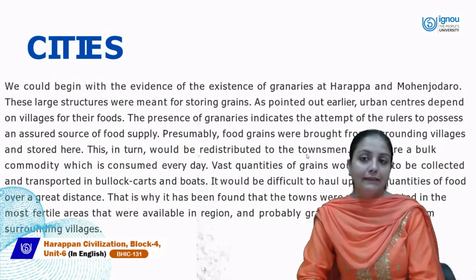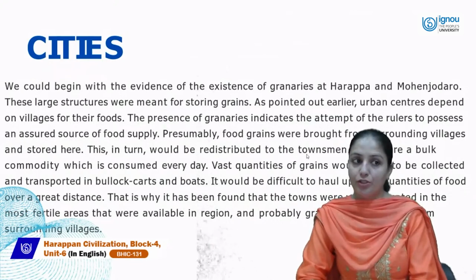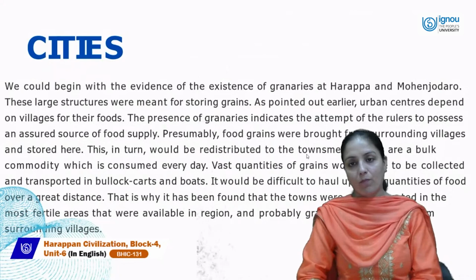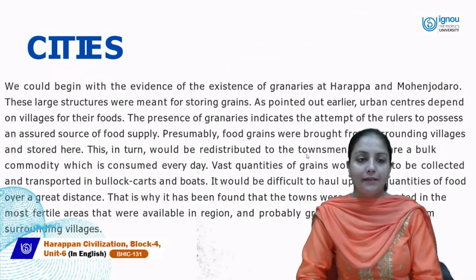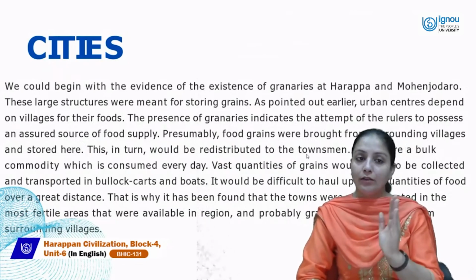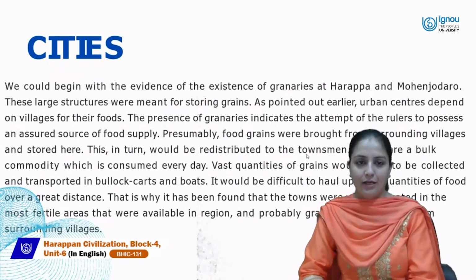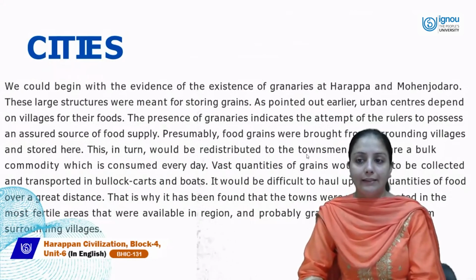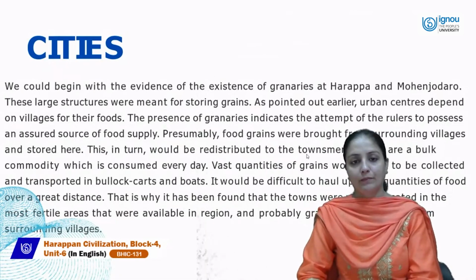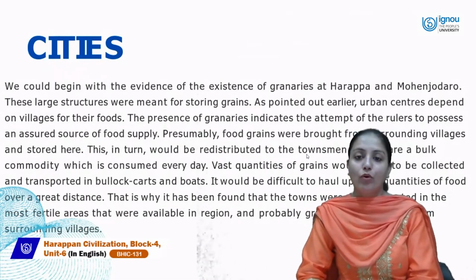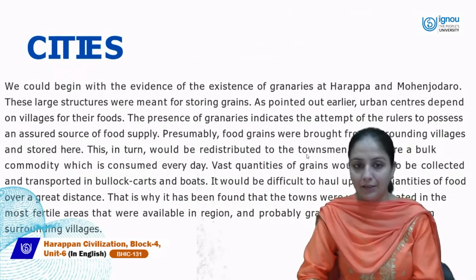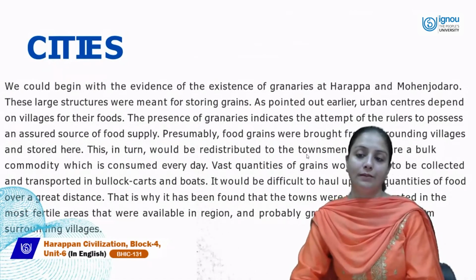We have found granaries at Harappa and Mohenjo-daro. These large structures were meant for storing grains. As pointed out earlier, urban centers depend on villages for their food. The presence of granaries indicates the attempt of the rulers to ensure an assured source of food supply. Presumably, food grains were brought from surrounding villages and stored here. This in turn could be redistributed to the townsmen.